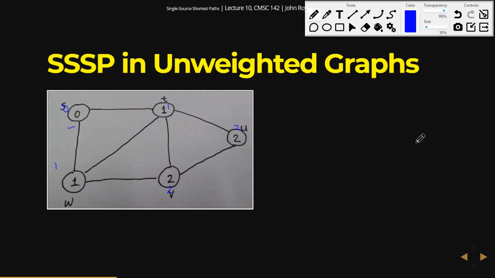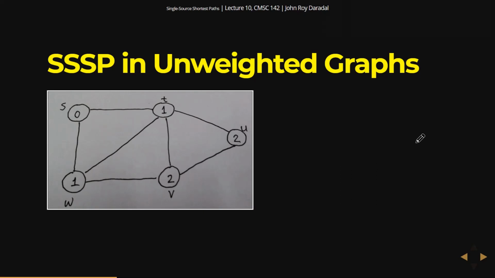So that is now your shortest path for this unweighted graph. So 0, 1, 1, and then 2, 2. Okay, so pretty straightforward, right?